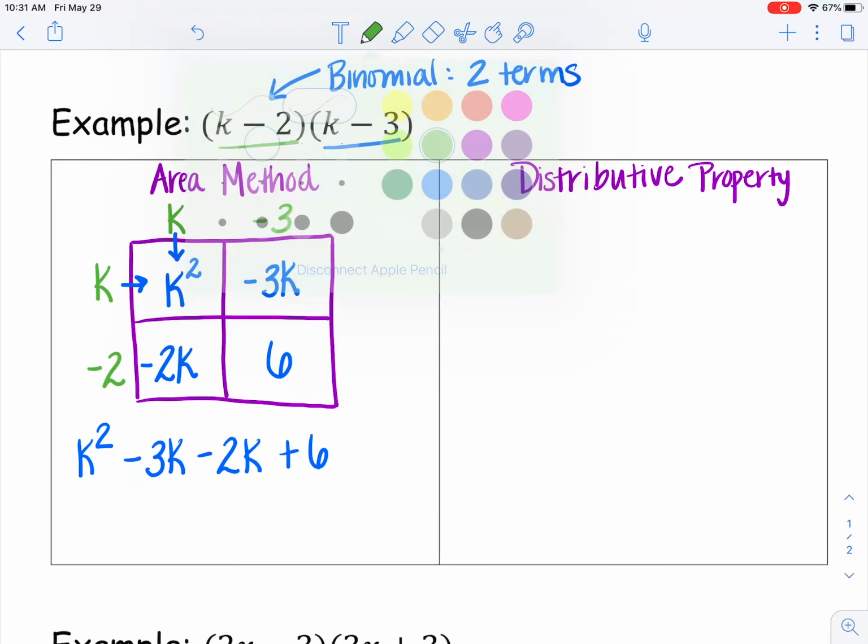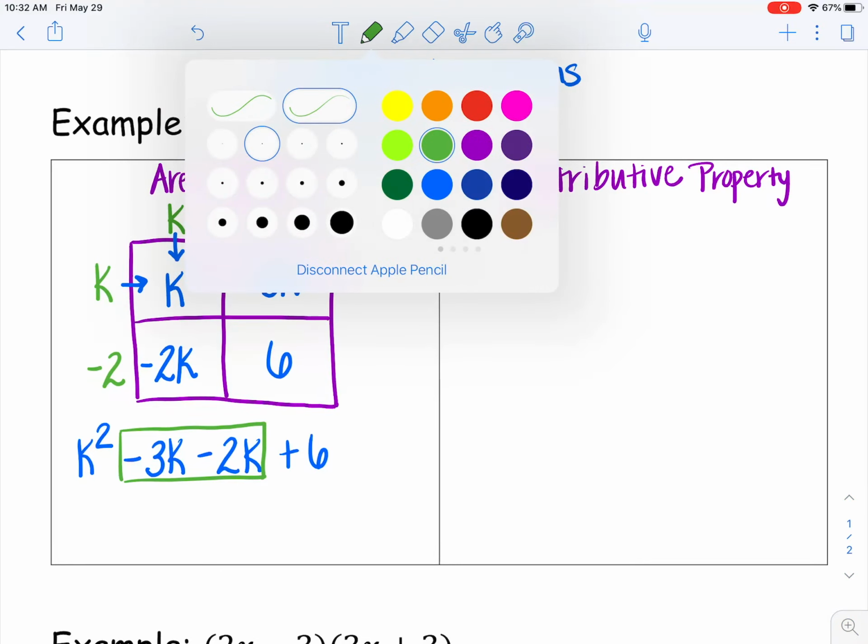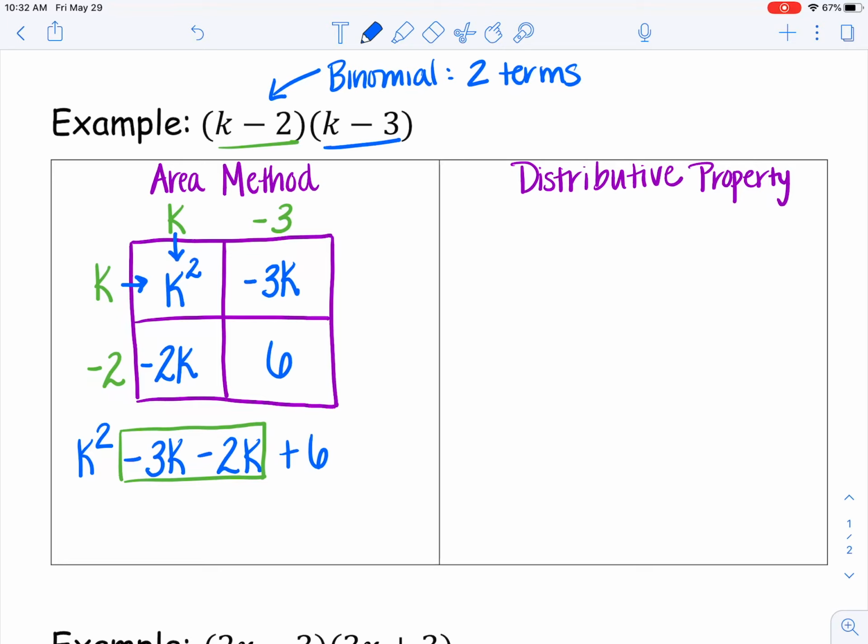And then we're going to look and see if there are any like terms that we can combine. If you look at the middle, both of these have a coefficient, and then they have k to the first. Because both of these variables are k to the first power, we can combine them. They are like terms, and we know what like terms are. We've done this a lot. So if I take negative 3k minus 2k, that gives me negative 5k.